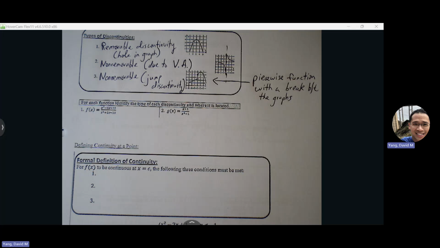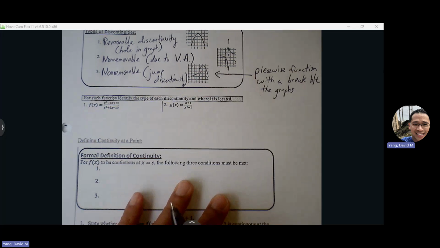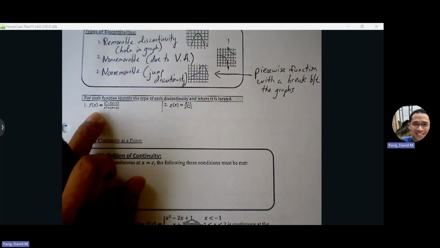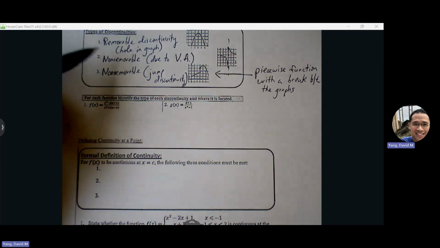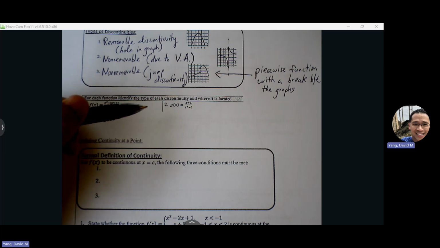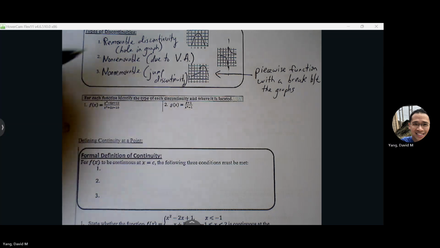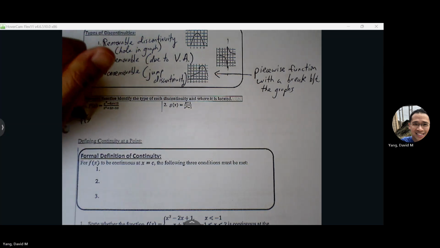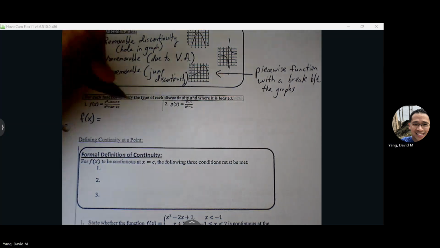For each function, identify the type of each discontinuity and where it's located. So if we can factor everything out, we know that whatever cancels out between numerator and denominator will be a hole in the graph, and that would tell us that there's a removable discontinuity at that point. But if there's a vertical asymptote, where there's a denominator expression that's not canceling out, then we know that there must be a non-removable discontinuity at that point. So for number one, we can factor and look for discontinuities.